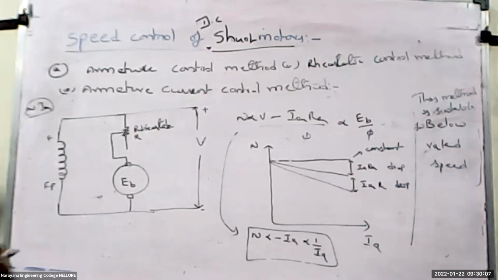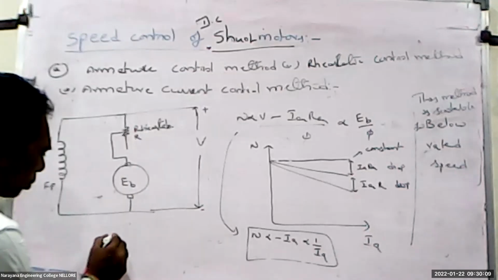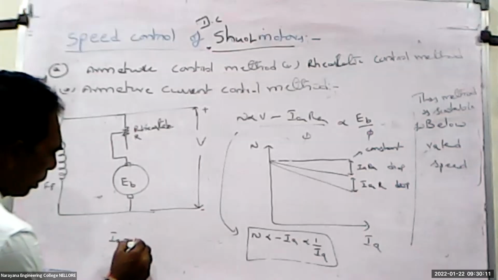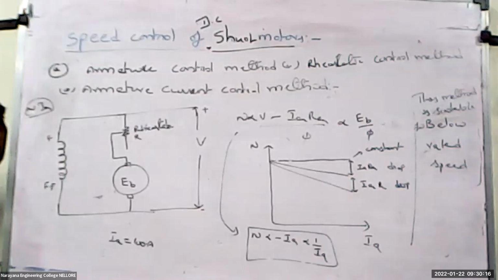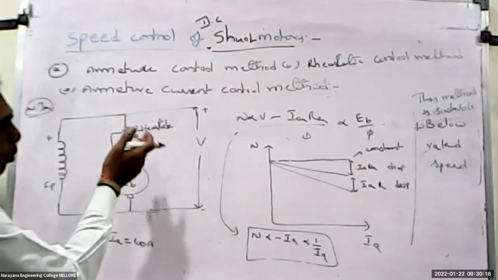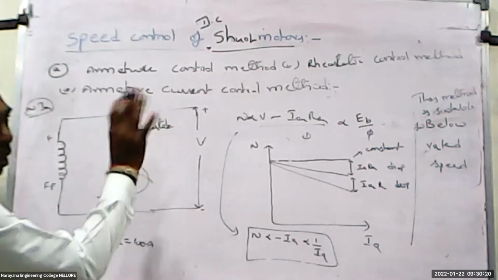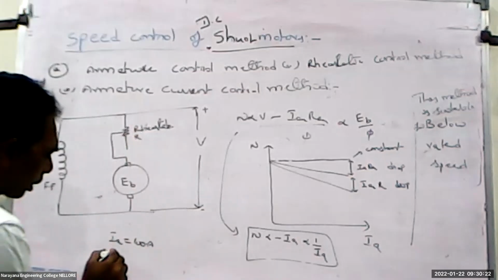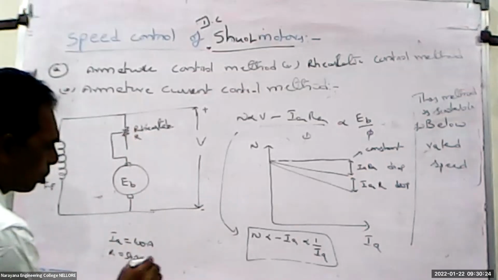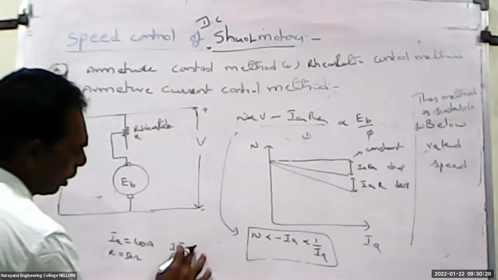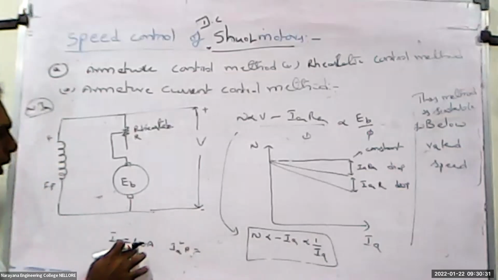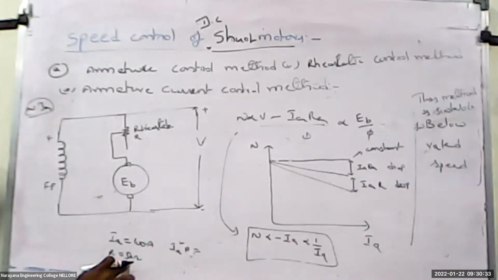And you observe here the current passing through the armature is approximately 100 amperes. We are connecting a rheostat here, either 10 ohms or 15 ohms or 100 ohms like that. Suppose the R value is 50 ohms. What is the I square R value? 100,000 into 50, 5,000.